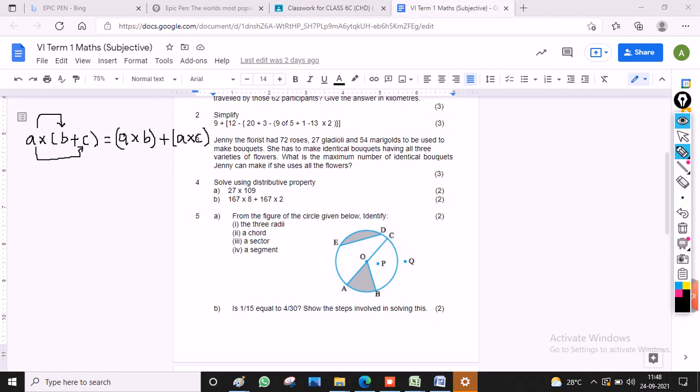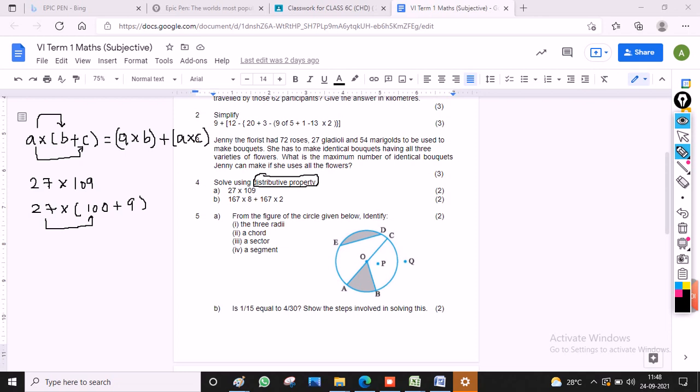Now we have 27 multiplied with 109. If we multiply them straight away, it will not be treated as a correct answer because you have to use distributive property. It was clearly mentioned in the question. So now, how will I apply distributive property? I will break either of them. I will break 109 as 100 plus 9, and then I will apply this property.